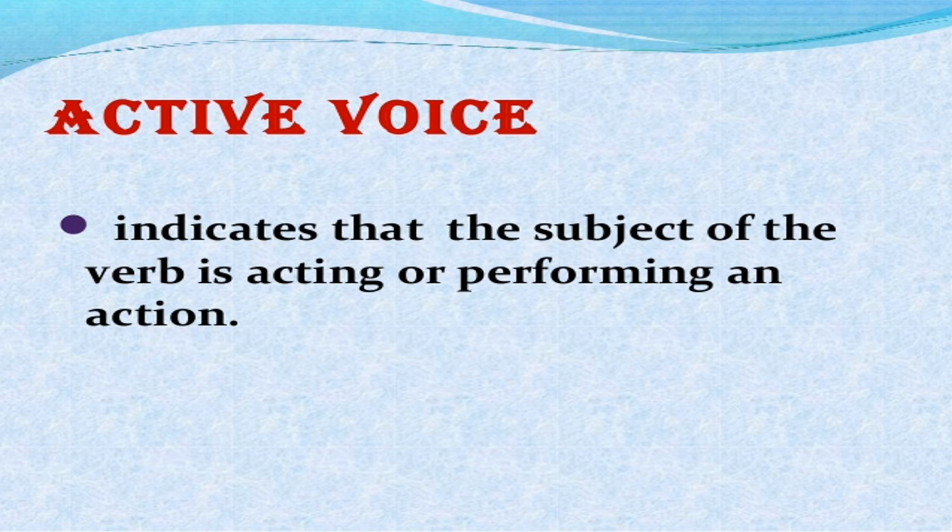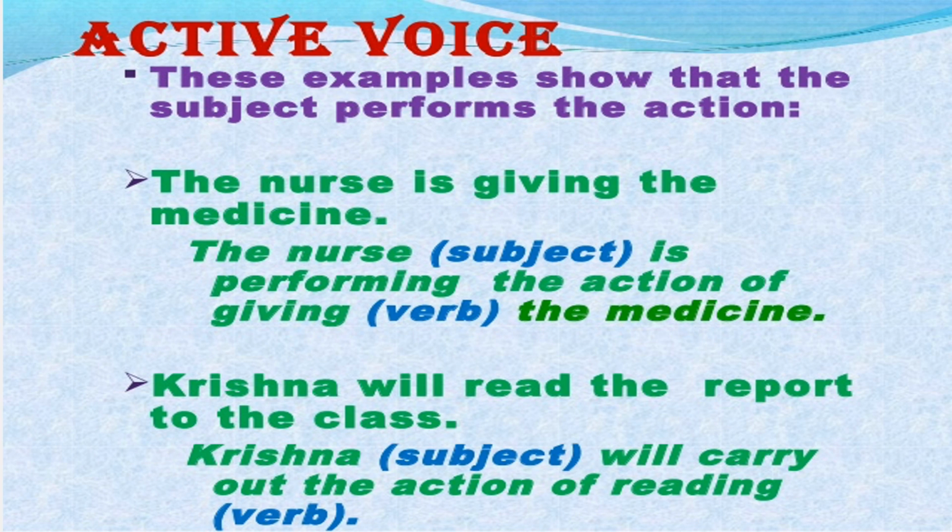So we'll know more about active voice first. Active voice indicates that the subject of the verb is acting or performing an action. Now these are a few examples of active voice. The nurse is giving the medicine. The nurse here is the subject and she's performing an action. So the action over here is giving the medicine. So giving is a verb.